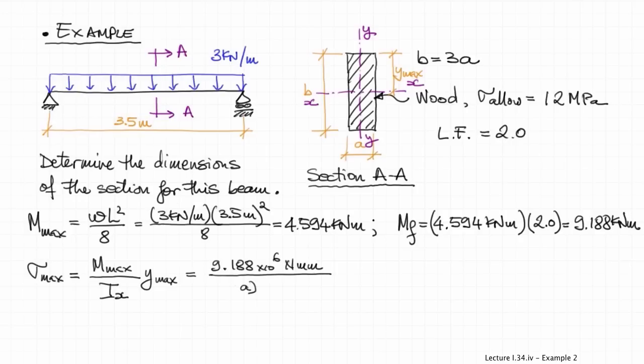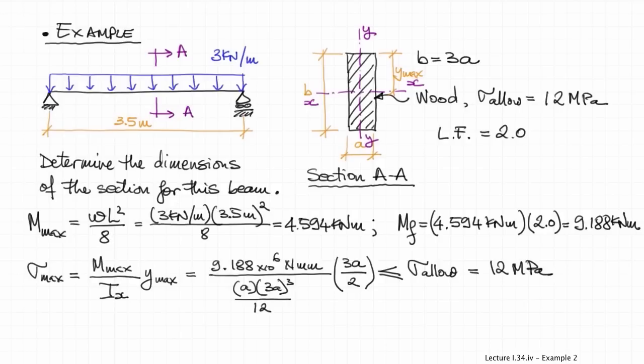So if we do so and we plug in the numbers, of course we do not know the values of Ix, so we can express this as A times 3A, which is B cubed, divided by 12. And then Y max is half of the depth of the beam, so half B, or 3A over 2.